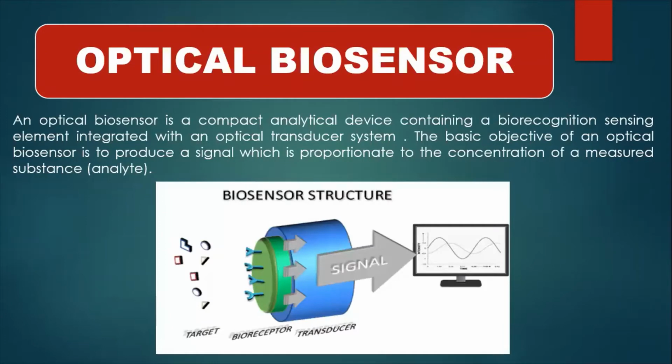So first of all, what is an optical biosensor? An optical biosensor is a compact analytical device containing a biorecognition sensing element integrated with an optical transducer system. The basic objective of an optical biosensor is to produce a signal which is proportionate to the concentration of a measured substance, that is, analyte. And in our case, the analyte will be the lung cancer cells.